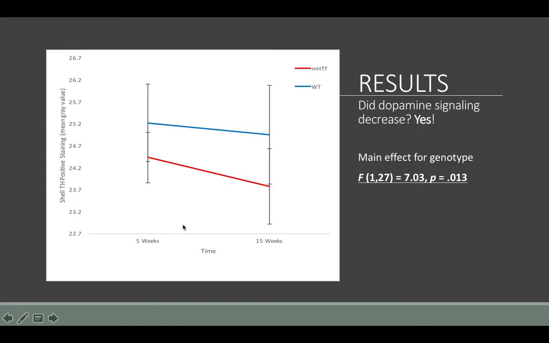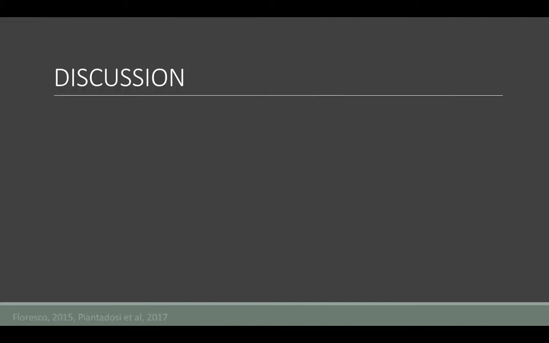So we saw a main effect for genotype. What this means is there's something about being a wild-type mouse that makes you different than being a mutant mouse. There was no difference between 5 and 15 weeks, but there was a difference between being normal and being a mutant. So it appears there's less dopamine signaling in a mutant. They start out with less and they end with less in this time frame that we looked at. But again, time will be discussed further in the discussion.